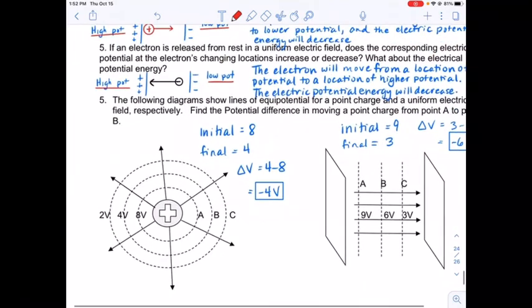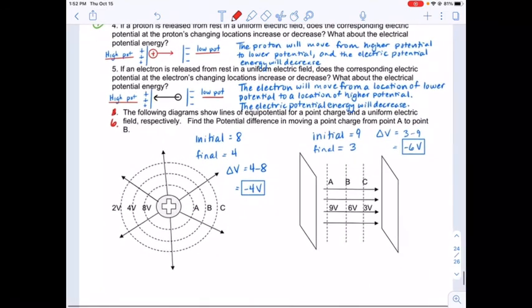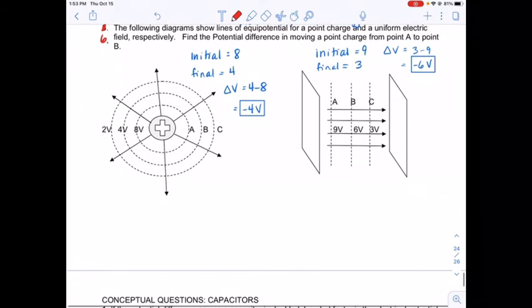Let's look at the second number 5. Now it's number 6. The following diagrams show lines of equipotential for a point charge and a uniform electric field, respectively. Find the potential difference in moving a point charge from point A to point B. Here's A, here's B. All I'm doing here is looking at the line that is represented by point A. I can see the voltage. The initial voltage is 8 volts. For B, it's 4 volts. And the change is always the final minus the initial. So 4 minus 8 is a change of negative 4 volts.